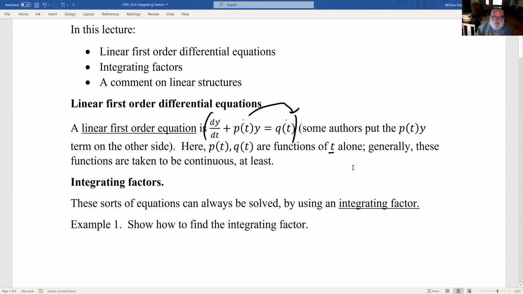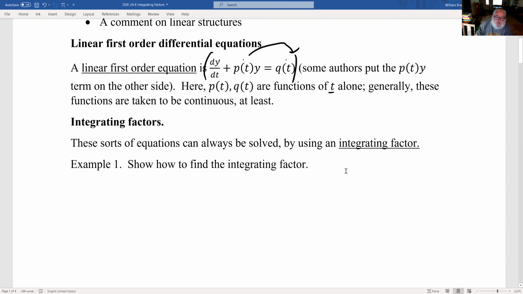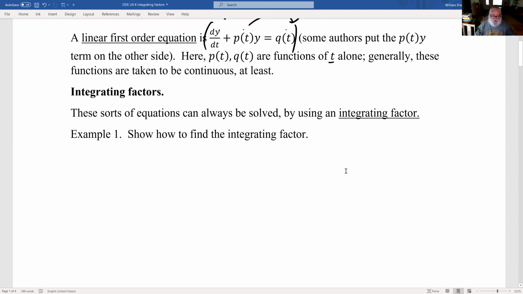Note that y appears just to the first power and there's one derivative. So there's no y squared or y prime times y or anything like that. So these sorts of equations can always be solved. You can use something called an integrating factor.